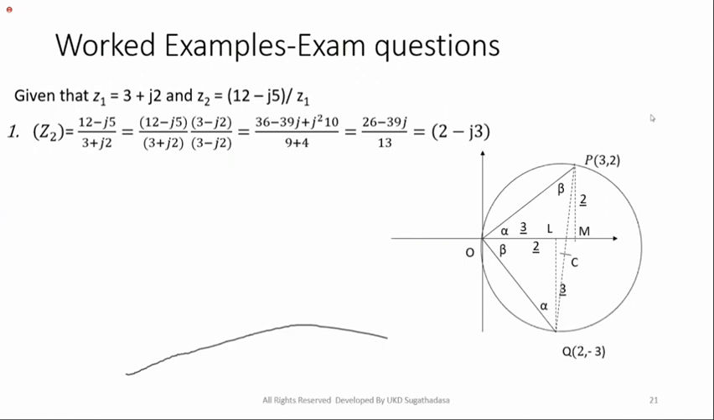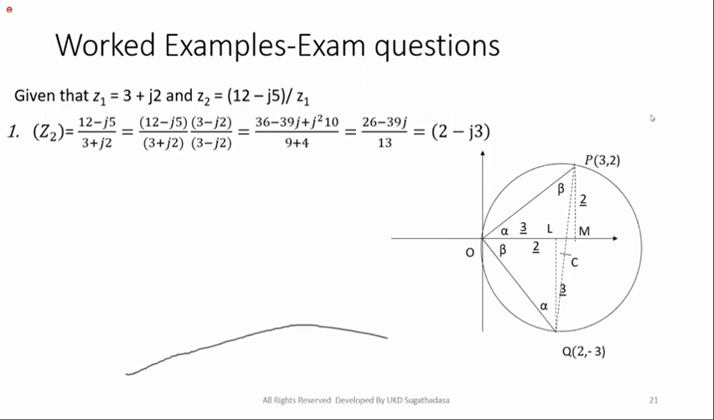You know that in examination questions, normally you get some simple answers, right? You see the denominator and the numerator can both be divided by 13. So 26 minus 39j divided by 13. Finally, you get 2 minus j3. Can you see? 2 minus j3. That is Z2.